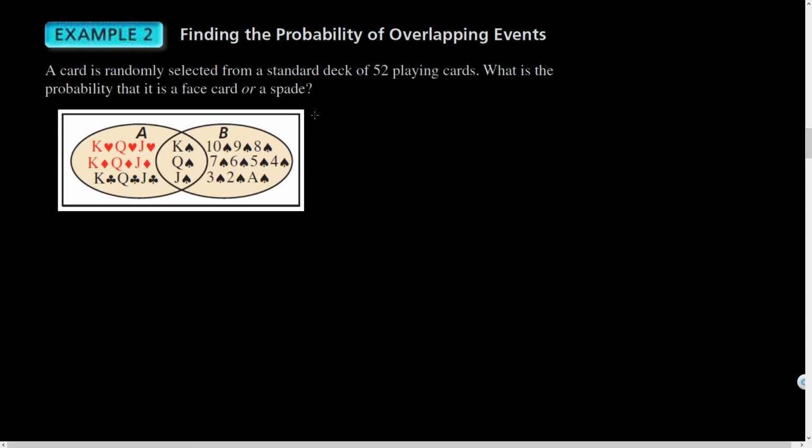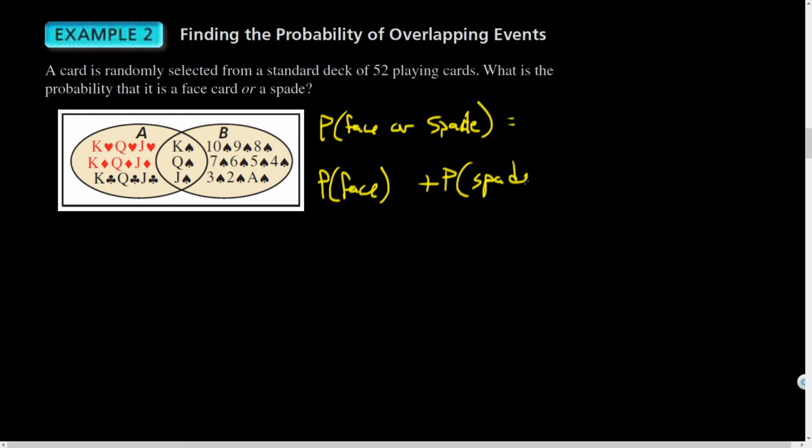What about when there's overlap? Well, let's see. What are we drawing? Probability of a face card or a spade. So this is probability of face or spade. This is going to equal the probability of face, plus probability of spade, and then I'll subtract this overlap. If I simply add those together, I would have gotten that, and notice this got counted twice. So I subtract the probability of both face and spade.